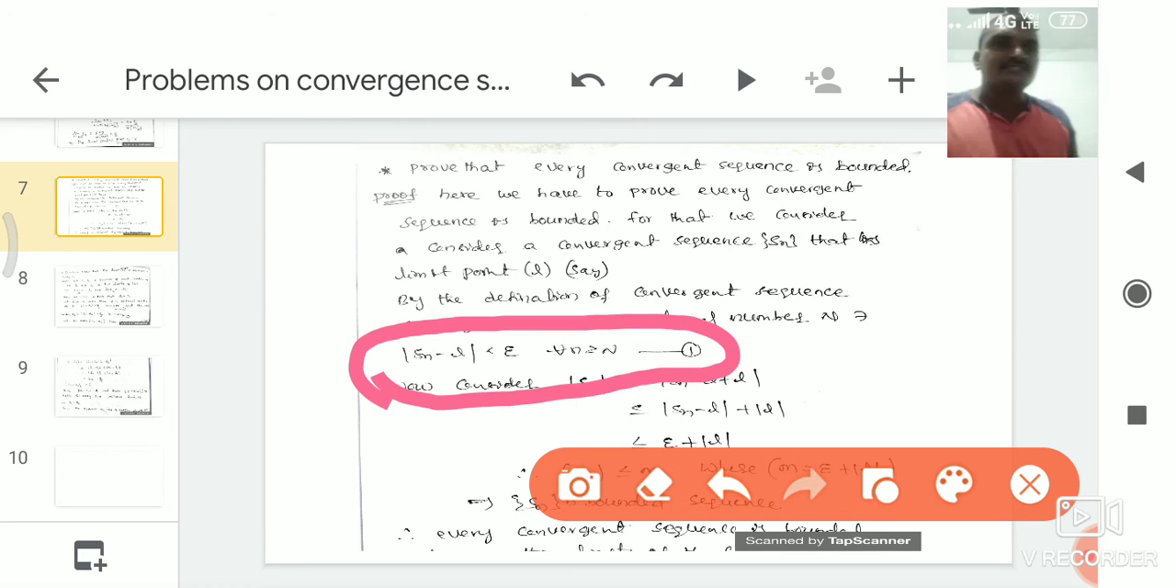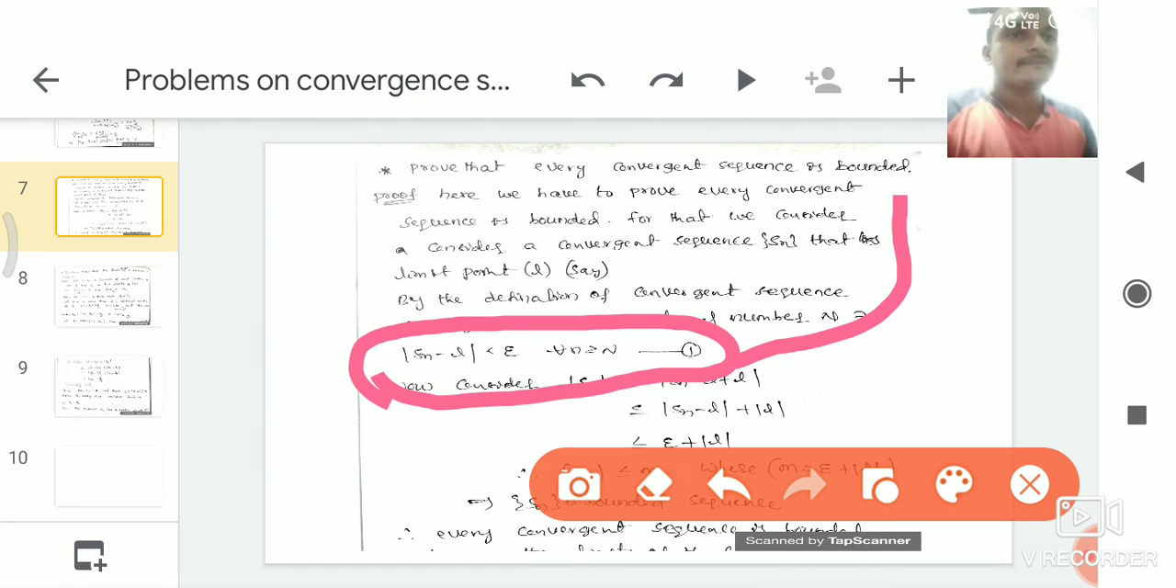Whenever we consider the sequence Sn converges to L, by using the definition of convergent sequence, we can write it as mod Sn minus L less than epsilon for every n greater than or equal to n. By using this condition, we have to show that the sequence is bounded.